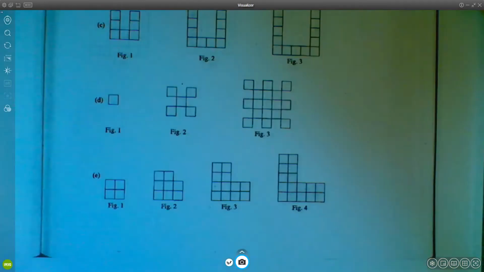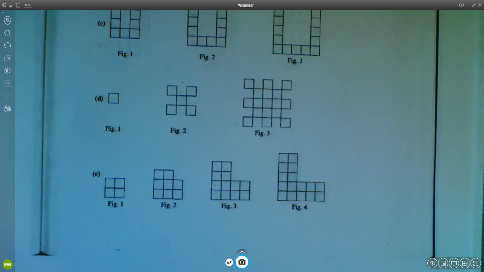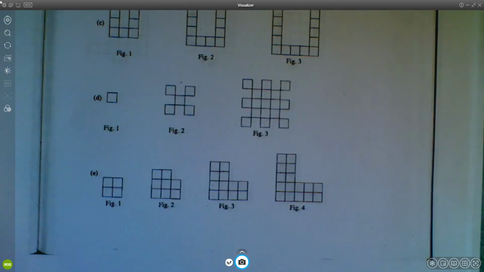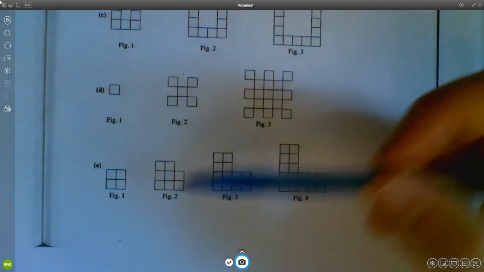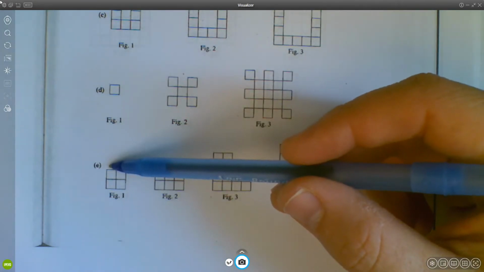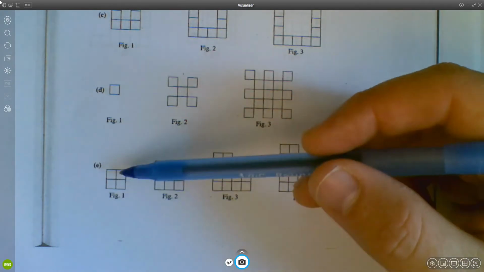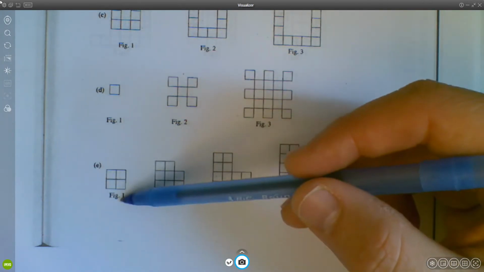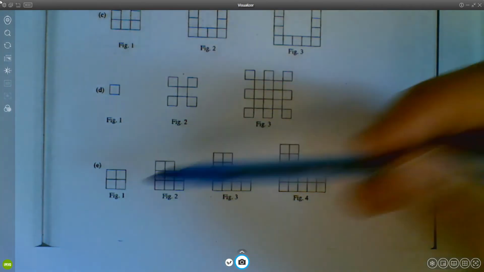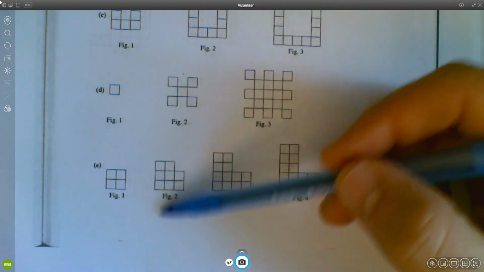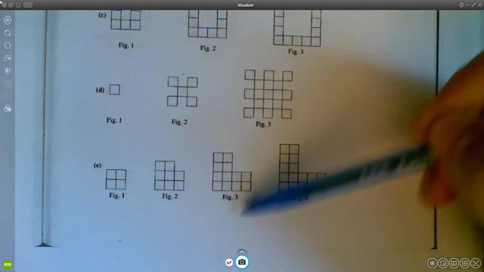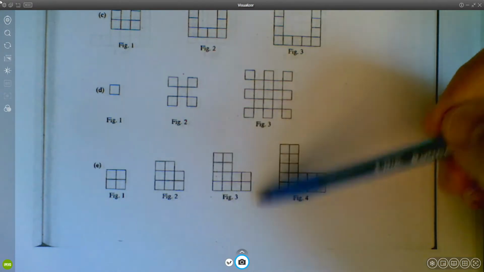Looking at part E, and by the way, we did parts A through D together in class on Tuesday. Picking up now with part E, one way I think about doing this is just counting up the tiles in each column. I know that this is 2 plus 2, so figure 1 I could call 2 plus 2, and then figure 2 I could call 3 plus 3 plus 2, and then figure 3 I could call 4 plus 4 plus 2 plus 2.